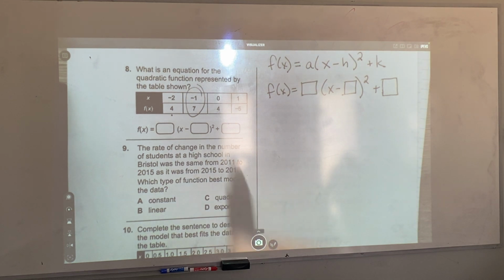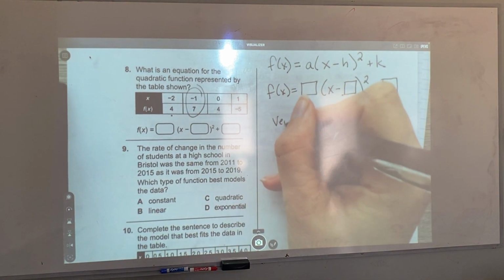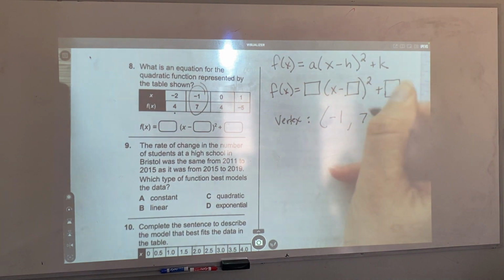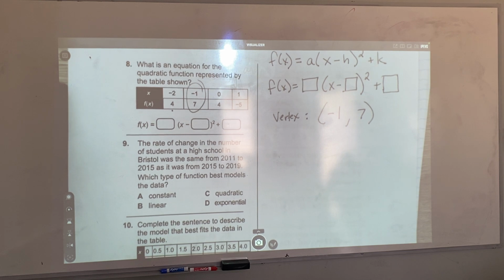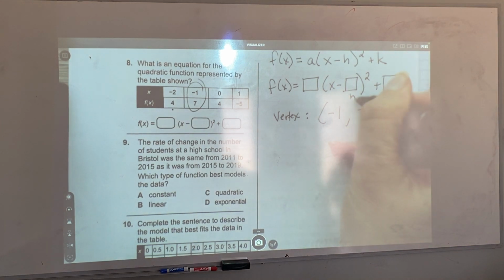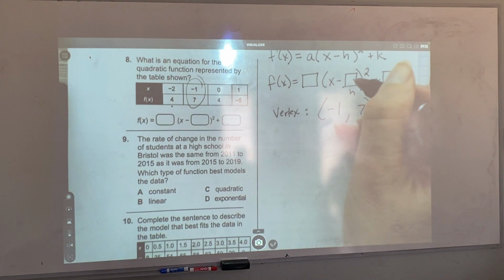So, if the vertex is -1, 7, that means what Carmine just said. We can fill in the last two boxes. Yep, the last two boxes are for your H and our K. So we have -1 and 7.